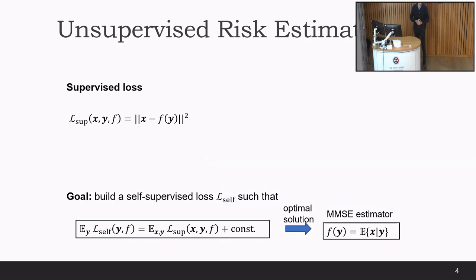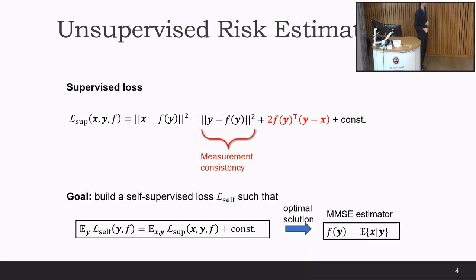So when we speak about unsupervised or self-supervised learning, the main goal will always be to try to build a loss that is self-supervised, so it only requires Y's, so measurements, and that can approximate the supervised loss. What do I mean by approximate? That it's either proportional or that it shares the same minima. If it shares the same minima, then optimizing the self-supervised loss will be the same as optimizing the supervised loss, right? And if we are optimizing the supervised loss, we know that we'll get the posterior mean, the MMSE estimator, which is the oracle we can get, all right?